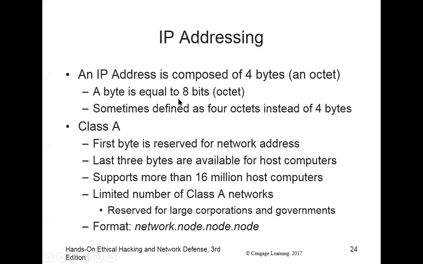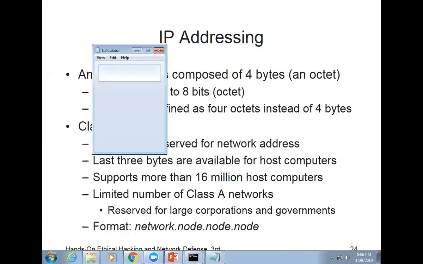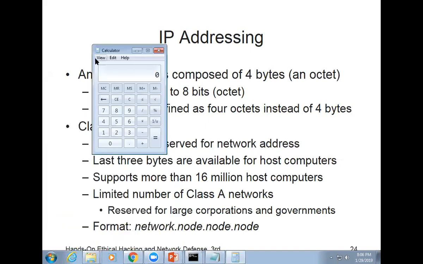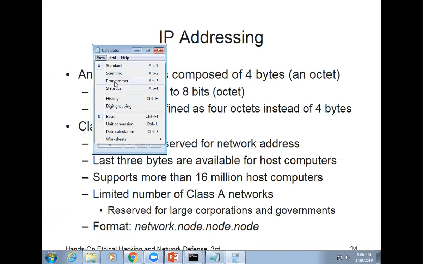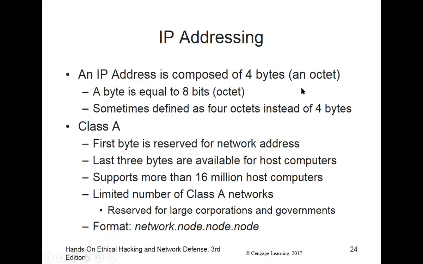An IP address is composed of 4 bytes, or octets. A byte is 8 bits, okay? And if we bring up a calculator, for instance, in programmer mode, my address had a 69. That in binary is that. We're going to learn how to convert that in a second. Sometimes it's phrased as 4 octets instead of 4 bytes.